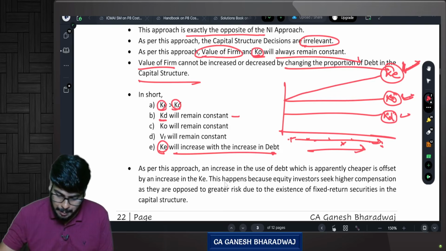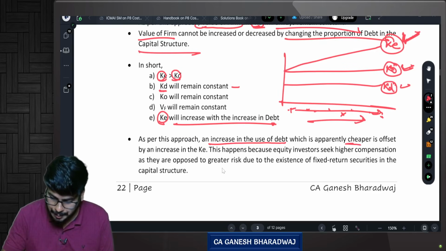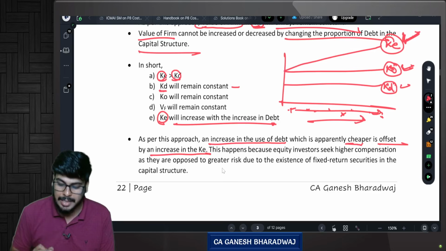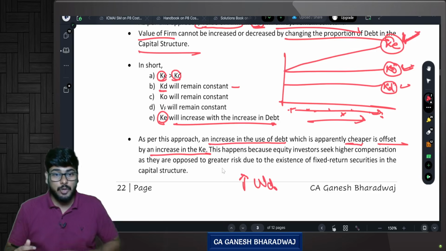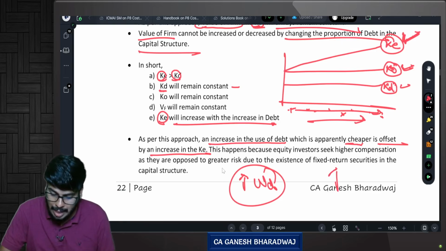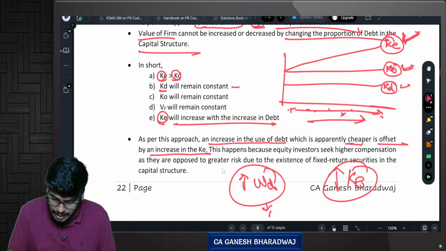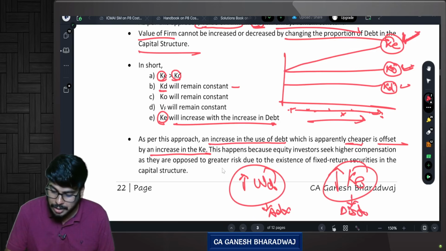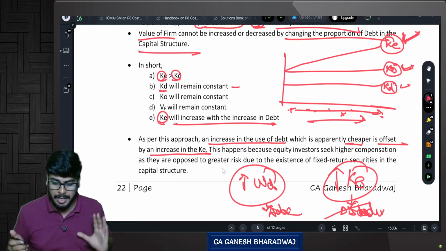So look at this. As per this approach, the increase in the use of debt, which is apparently cheaper, is offset by an increase in KE. So with an increase in WD, weight of debt, you get some advantage, correct? To the extent of this advantage, what happens? The KE also parallelly increases. If KE increases, it's a disadvantage. So what they are saying is, this advantage is being offset by this disadvantage, and overall it nullifies the effect on your KO. This is what it is saying.